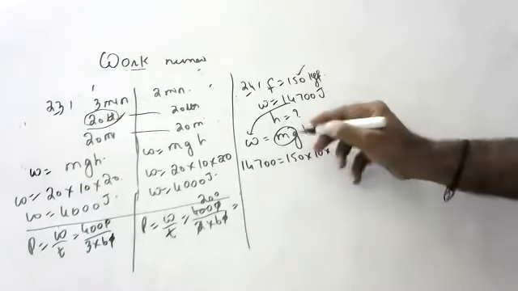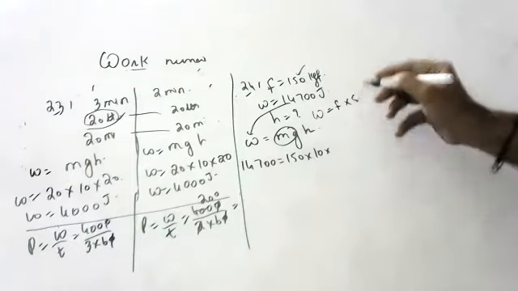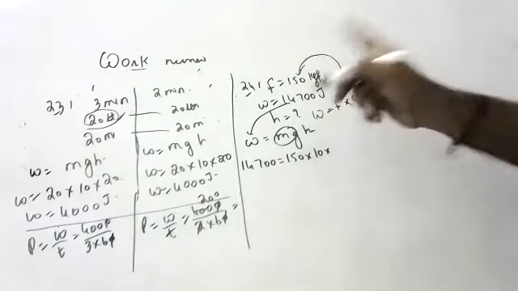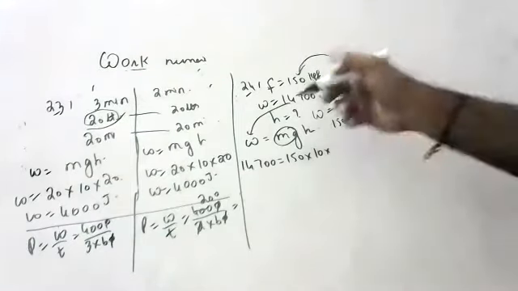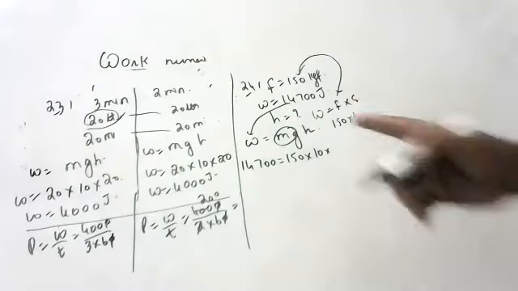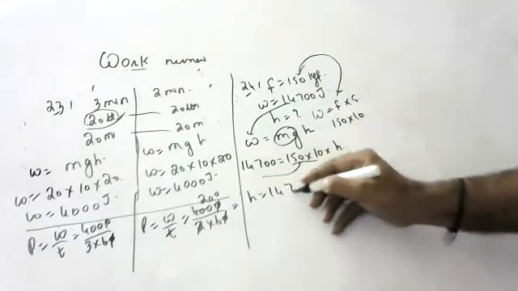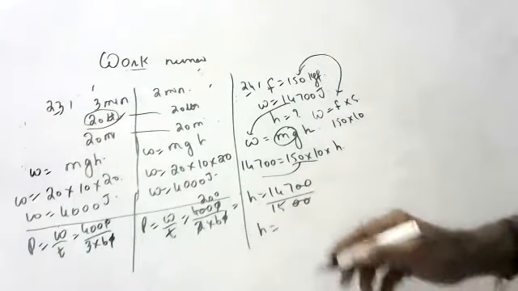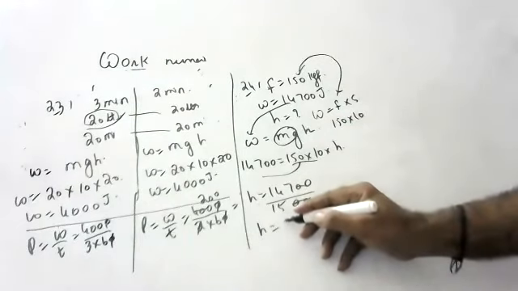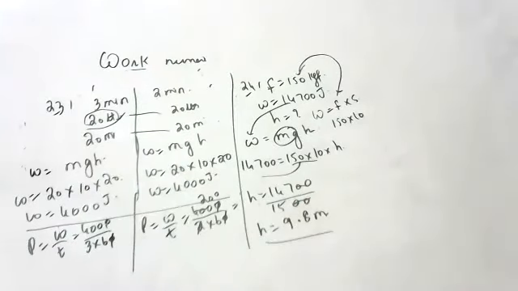So mass, children, see children, those who are not able to understand here: work is equal to force into displacement. Force directly he gave as 150 kgf. 150 kgf means 150 into 10. I told you many times, kgf means into 10, means into g you should do. And height we should find out. So bring this whole thing here: 14700 by 1500. So height is equal to 9.8 meters, the height to which it is lifted.